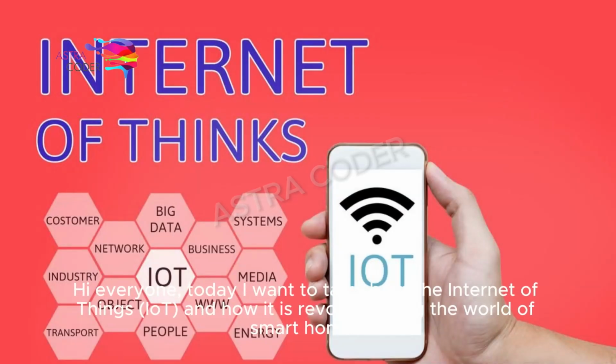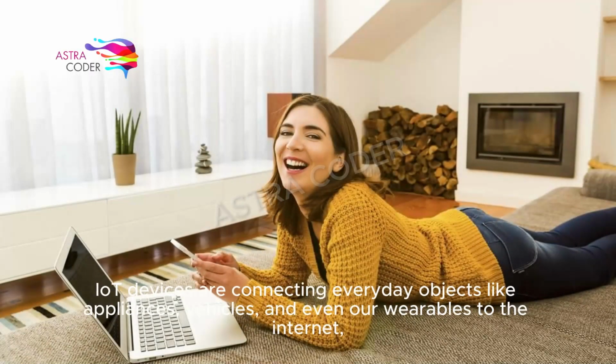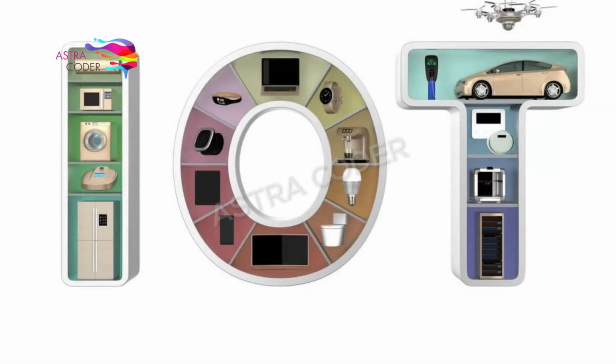Hi everyone. Today I want to talk about the Internet of Things, IoT, and how it is revolutionizing the world of smart homes. IoT devices are connecting everyday objects like appliances, vehicles, and even our wearables to the internet, allowing them to communicate with each other and perform tasks on their own.